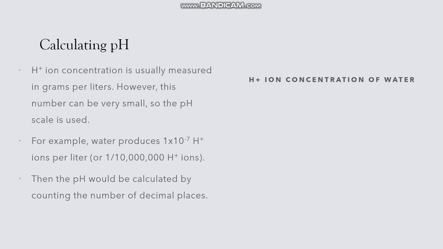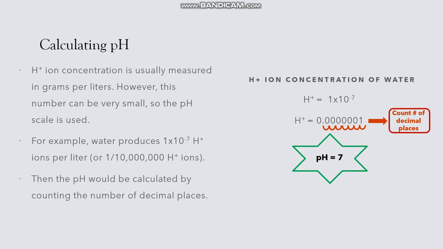Usually hydrogen ion concentration would be measured in grams per liter. However, this number can be really small, so pH kind of helps with that. For example, water produces 1 times 10 to the negative 7 hydrogen ions per liter. So when you calculate that out, you can see it's a pretty small number. So you would pretty much just want to count the number of decimal places on that number, which in this case for water would be 7, and that would be the pH.